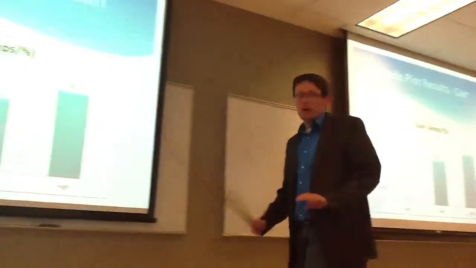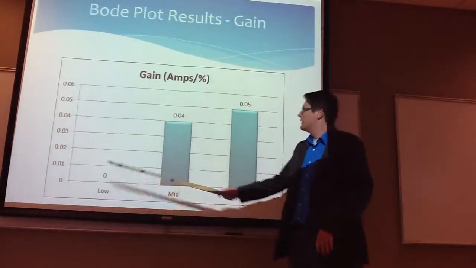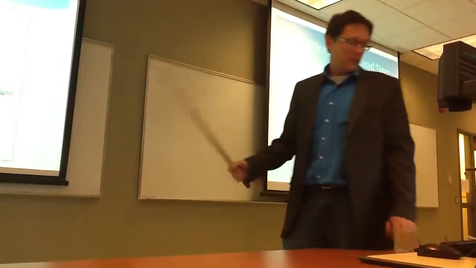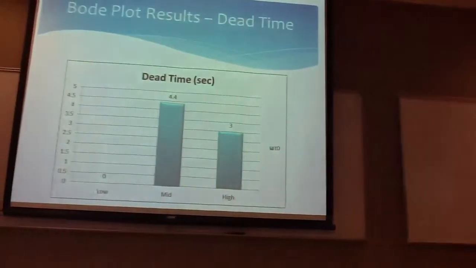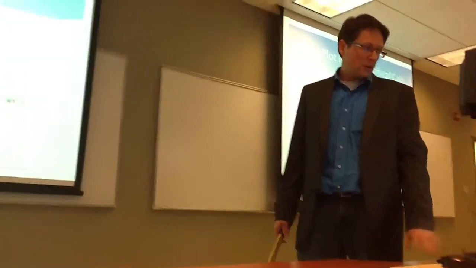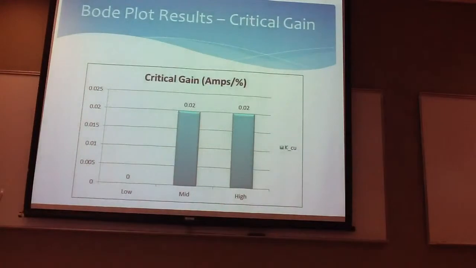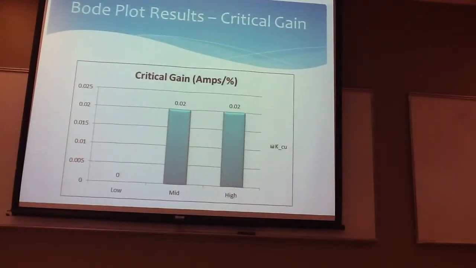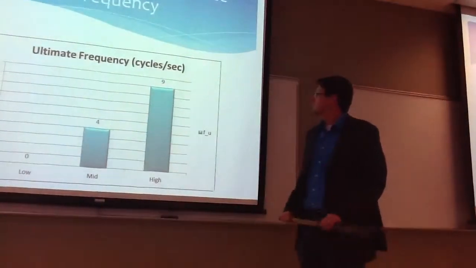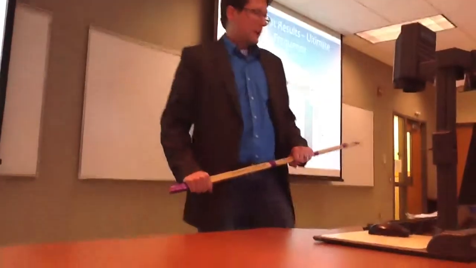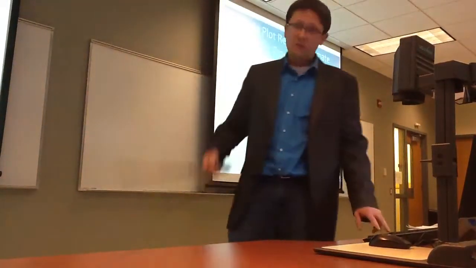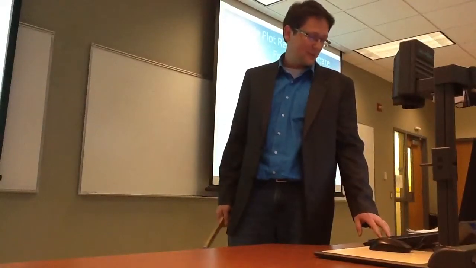So the results from our Bode plot. We don't have sufficient data for our low range, so our mid-range, you see these both agree here fairly closely. Again, for our dead time, close correlation between the two. Again, for our response time. Critical gain, this is the KCU value. You can see here they were both 0.02 for both mid and high range. And then our ultimate frequency, we had some variance here. Our middle range was 4 cycles per second, where our higher was 9 cycles per second. Higher frequencies, that you noted in Will and the chocolate team's presentation.